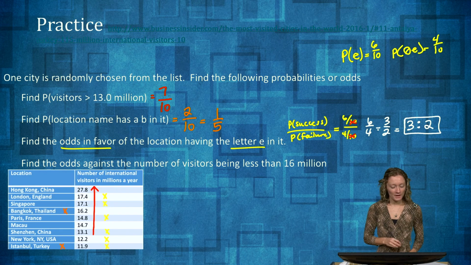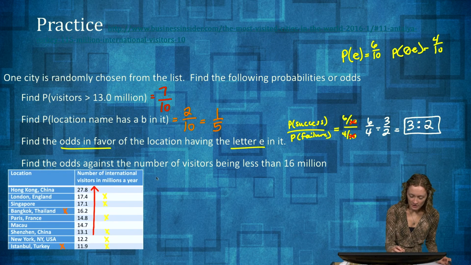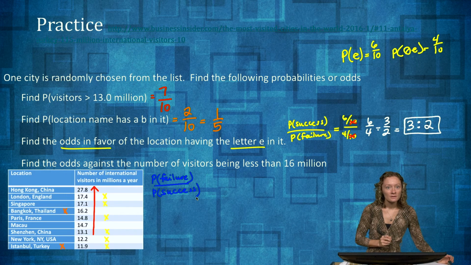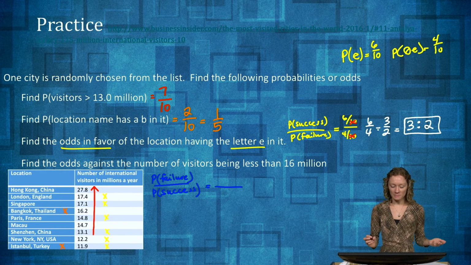Yeah, let's go blue. Find the odds against the number of visitors being less than 16 million. So odds against is probability of failure to probability of success. Yeah, that looks all right. For me, it's easier to get the success fraction first, so I'm going to start there, even though it's on the bottom. It doesn't really matter.